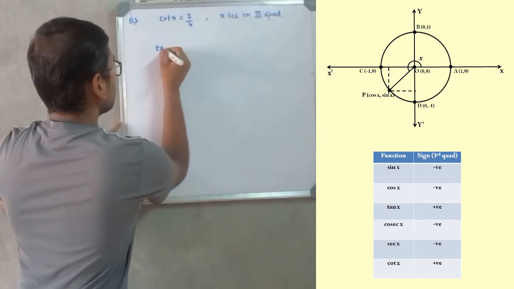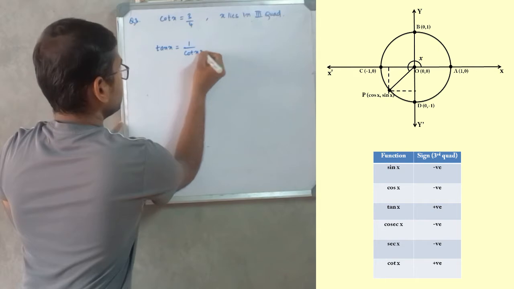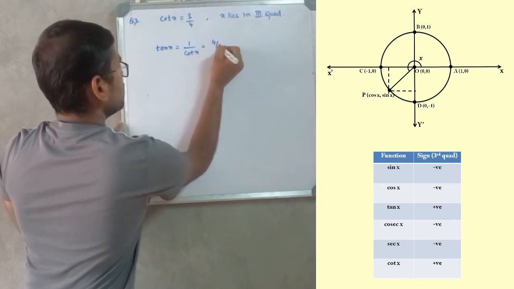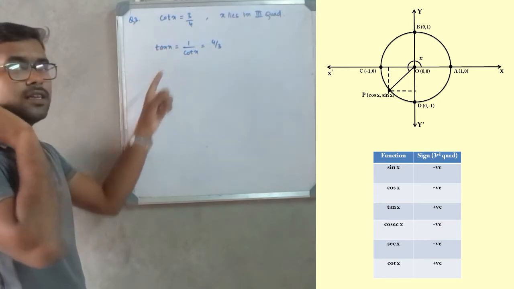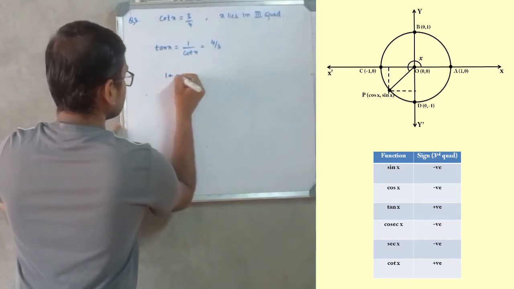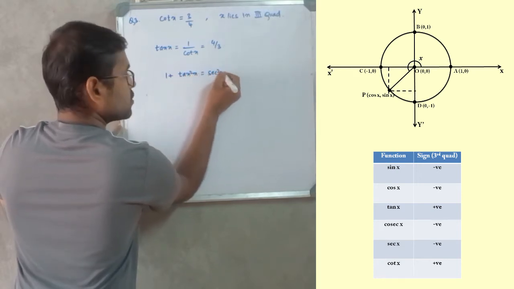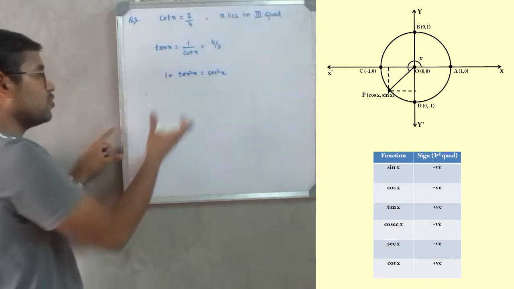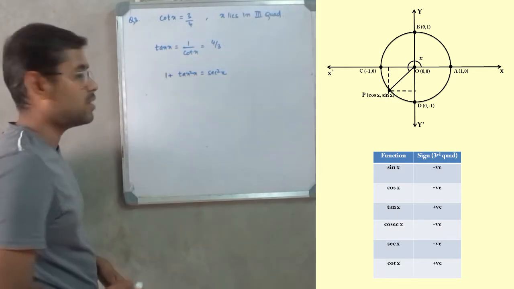Now from the given information, I can easily find the value of tan x. Tan x is basically 1 by cot x, which will be 4 by 3. So this is the value of tan x. Now if I know the value of tan x, I can easily find the value of sec x. How? Using the relation 1 plus tan square x is equal to sec square x. So this is true for all the values of x wherever tan x and sec x are defined.